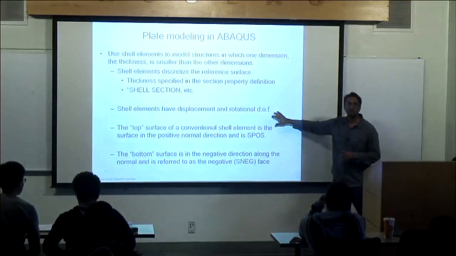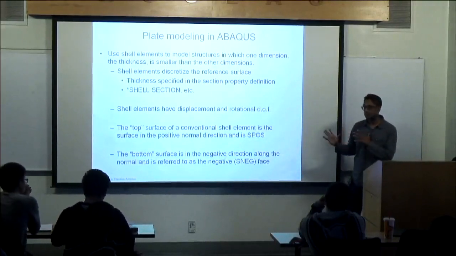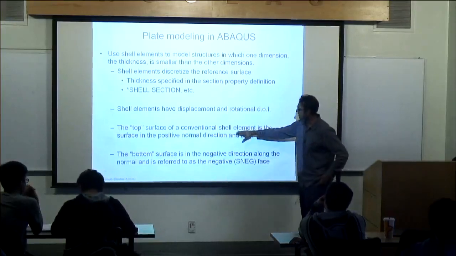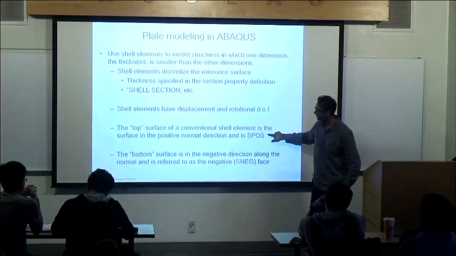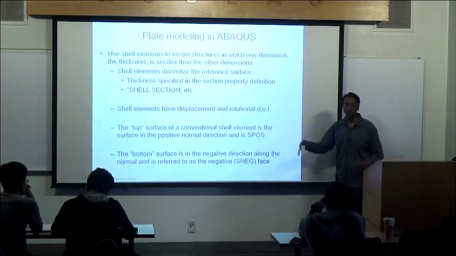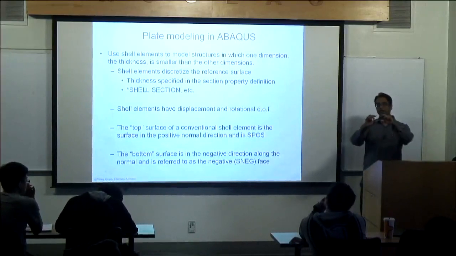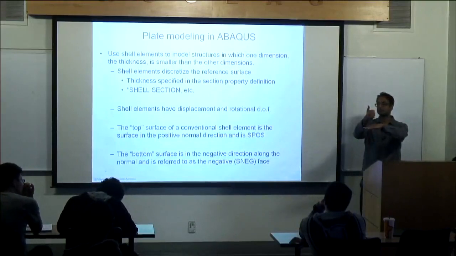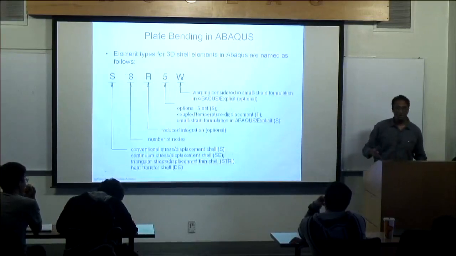The shell elements will have displacement and rotational degrees of freedom. You already know what the rotational degrees of freedom are in the shell element formulation. The top surface of a conventional shell element is the surface in the positive normal direction and is also known as S-pos. In the negative direction, it's called S-neg. If you want to create a surface contact, you can call that surface out, because with a shell element you have a top surface and a bottom surface. The way Abaqus tracks that is using the normal to that shell element. That way, you can select that surface of that shell element for contact purposes.